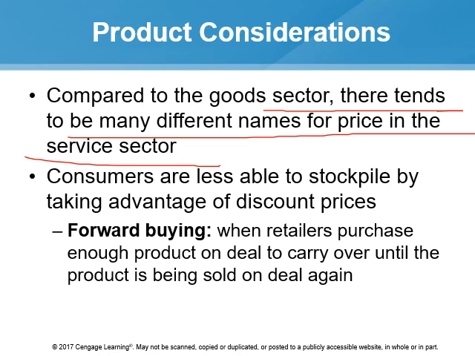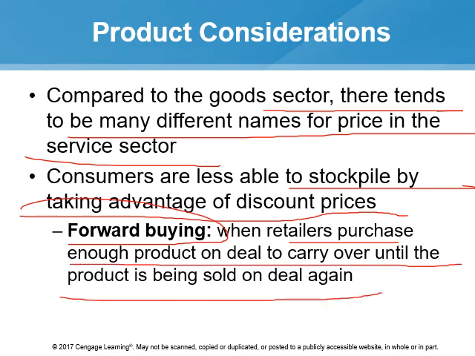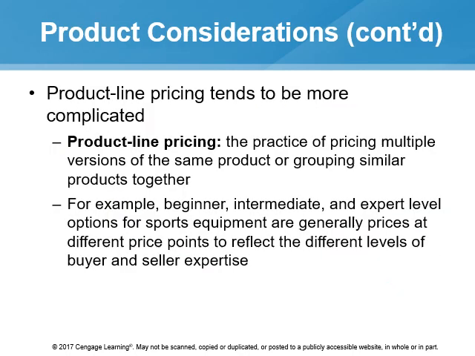Then consumers are less able to stockpile by taking advantage of the discounted prices. You cannot actually store the services because they are being given at reduced prices. There is less chance to have forward buying. But what is forward buying? It is basically when retailers purchase enough product on deal to carry over until the product is being sold on deal again. So just because the services are perishable, there is no storage capability. That is one of the reasons that you cannot actually stockpile, and you cannot take that much advantage of a discounted price. And forward buying is almost impossible because of the lack of tangibility, because of the perishability.